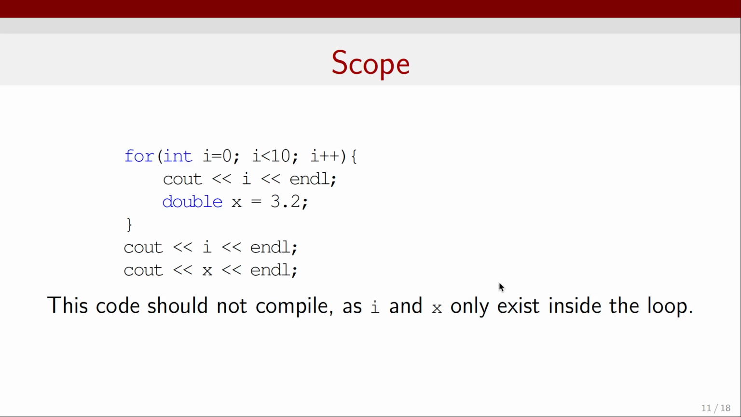So here, in this case, the variables I and X are only defined inside this for loop. So they're not accessible from outside of that for loop, outside those braces. And that means if I use this variable I equals 0 up to 10 and so on, and I define a variable X in here inside these braces, if I try to access these variables outside the loop and print them to the screen, I will get an error. This code will not compile because I and X do not exist outside the loop.